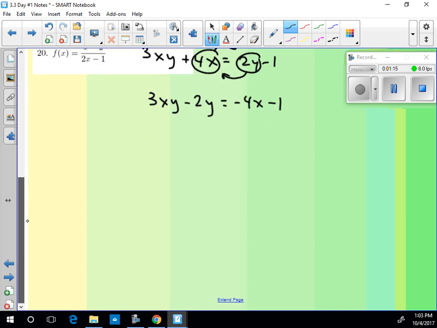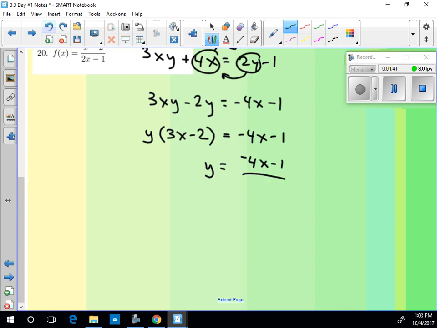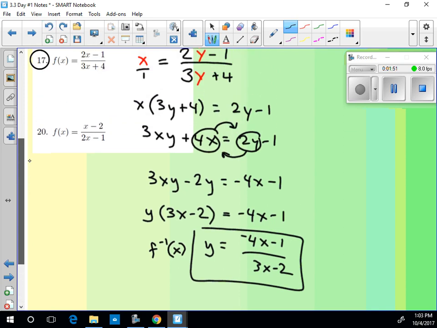Okay, now I can continue, and I can isolate y even more. I'm going to factor it out of both of these terms. I get 3x minus 2. That's not a 2. I get 3x, try it again, minus 2. Oh, that's better. Equals negative 4x minus 1. Oh, and look at that. I can isolate y by dividing both sides by 3x minus 2. And, of course, nothing changes on the right side. There is our inverse.